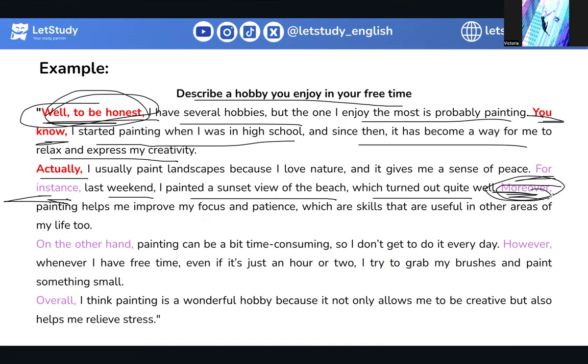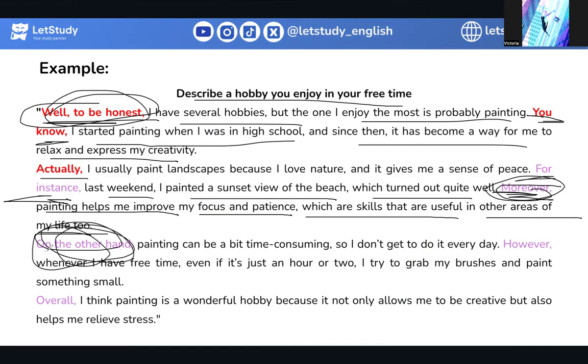Okay, so moreover is used buat menambahkan informasi. Moreover, painting helps me improve my focus and patience, which are skills that are useful in other areas of my life too. On the other hand, itu memberikan informasi yang kontras atau informasi yang berbeda. Jadi when it says, oh, painting helps me improve my focus and patience, kan hal yang bagus, positif. On the other hand, painting can be a bit time consuming, so I don't get to do it every day. However, again, another contrasting opinion, beda.